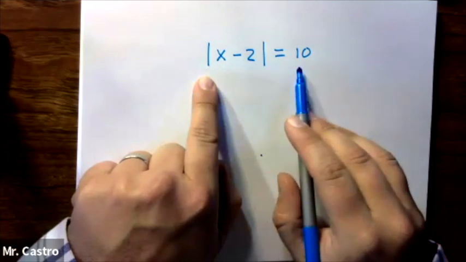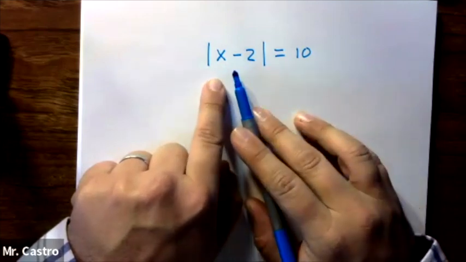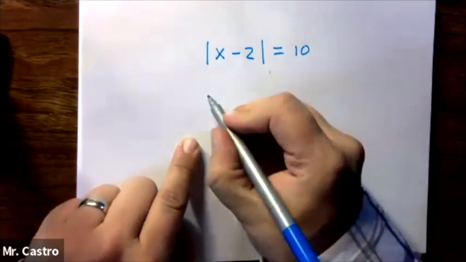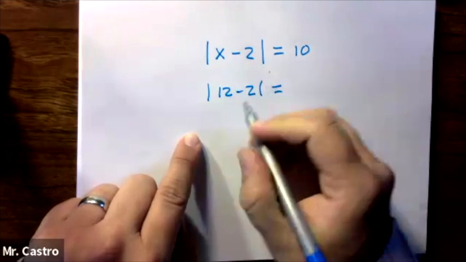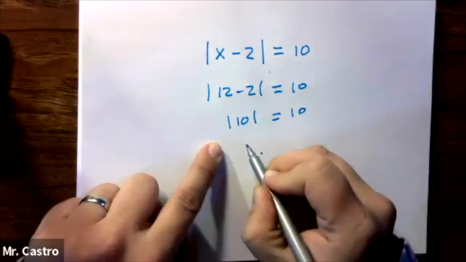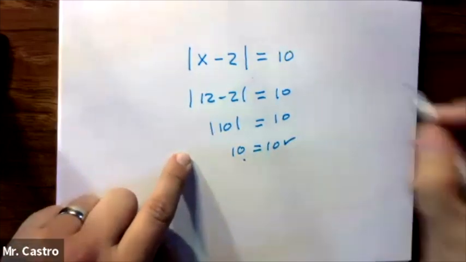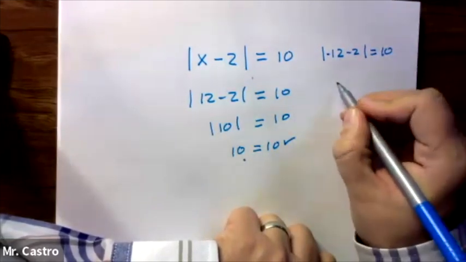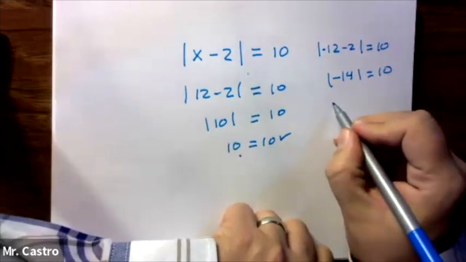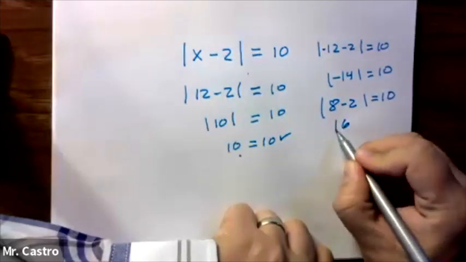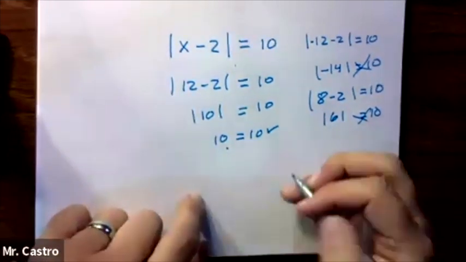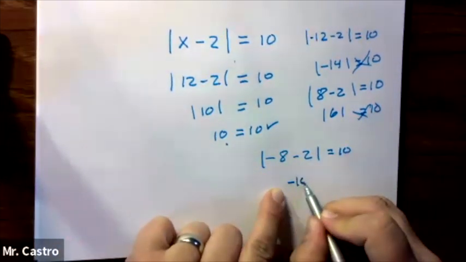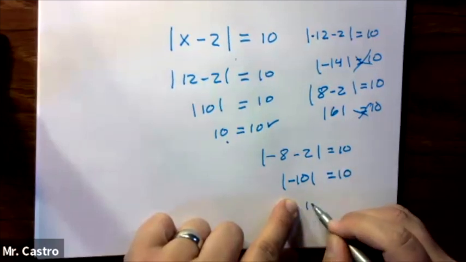It is, in fact, 12. 12 minus 2 is 10. Absolute value is 10. And negative 8. Negative 8 minus 2 is negative 10, and the absolute value of that is equal to 10. So if we went here, 12 minus 2 is 10. Absolute value of 10 is 10. That works. Someone said negative 12 minus 2. Well, that's going to give me negative 14. That's not going to work. Someone said 8. Well, that's going to give me 6 in here, and that's not going to work. Someone else said negative 8. That is going to work because negative 8 minus 2 is negative 10. The absolute value of negative 10 is 10.